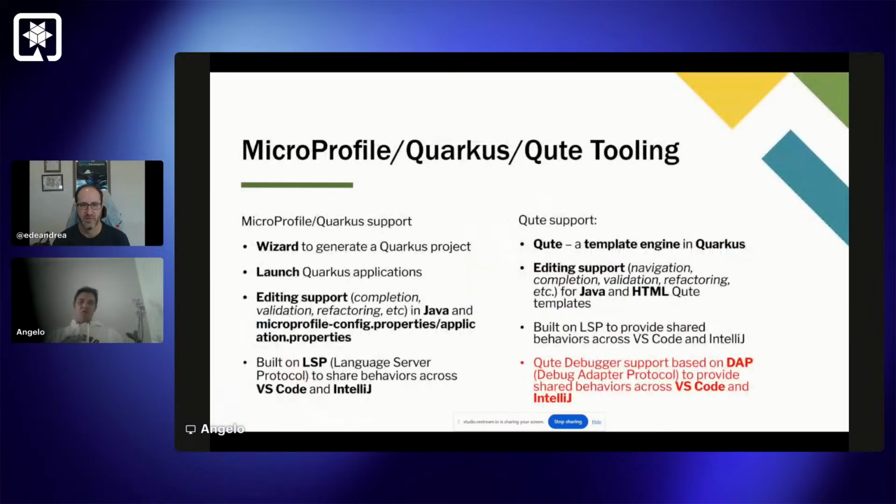Just quickly, what does the Quarkus Qute tooling provide? So there is the Quarkus tooling support. There is a wizard to generate a Quarkus project, a launch to launch a Quarkus application, and editing support to provide completion, validation, and refactoring in Java files or application.properties files. And those features are based on a language server to share behaviors across VS Code and IntelliJ.